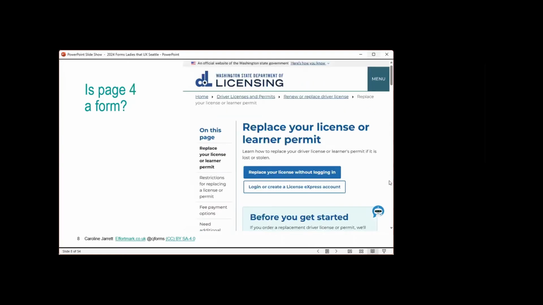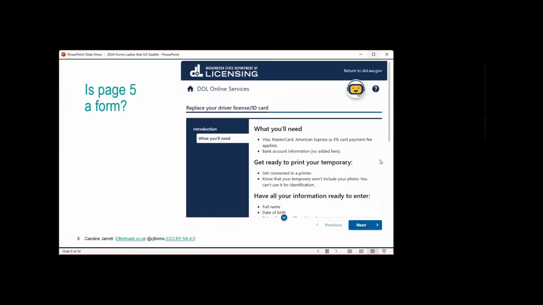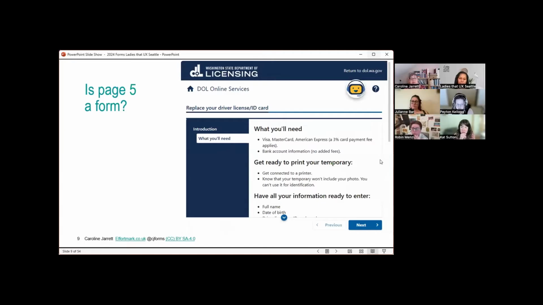And is this page the form? Okay, now I'm on replace your license or learner permit. So I'm going to click on replace your license without logging in. That sounds good to me. I click on that one. Oh, okay, now it's telling me what I need. Is this page a form yet? Not sure. I'll see what you think in a minute.